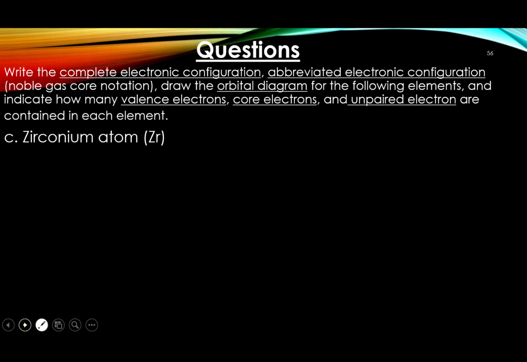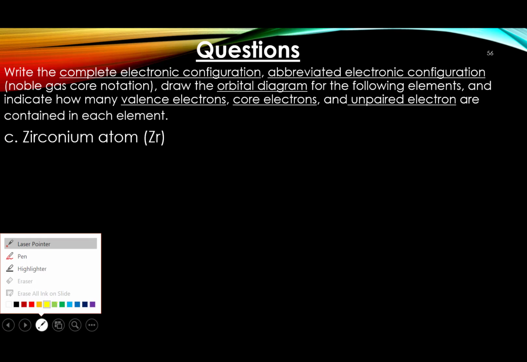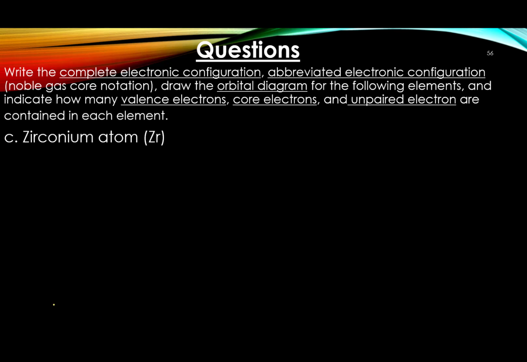Okay, now let's continue with our example. We're gonna write the complete electronic configuration for zirconium. If somebody asks you to write the electronic configuration, and it does not tell you to write the complete or the shorthand notation, it's your choice. You could choose whichever. But once you're told to write the complete electronic configuration, that means you have to write the long one. The zirconium, if you look at the periodic table, has 40 electrons.